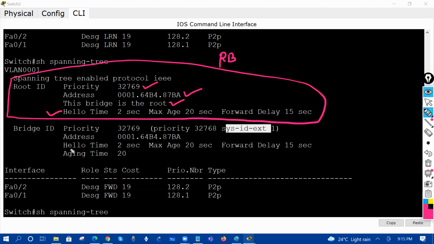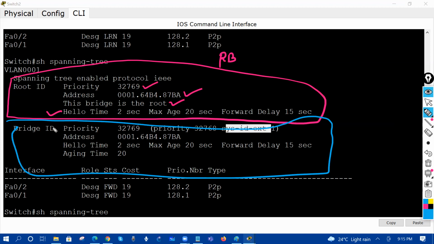Why will they send every 2 seconds? So that they can quickly identify a loop in my network. You understand the forward delay is 15 seconds, from listening to learning state. We'll discuss the max age of 20 seconds later on; we have a separate topic on this. And this part is going to represent the bridge information.